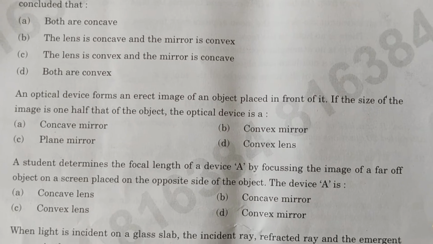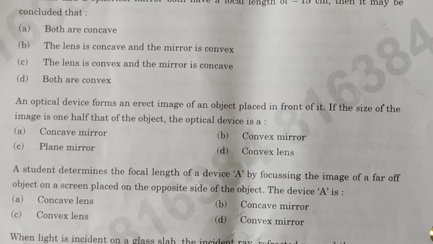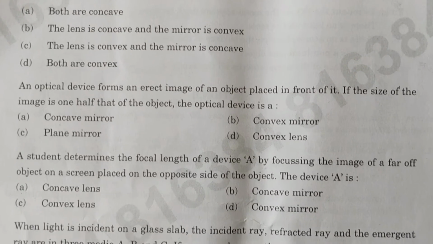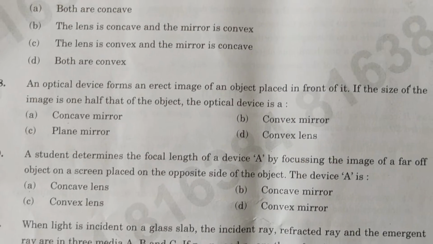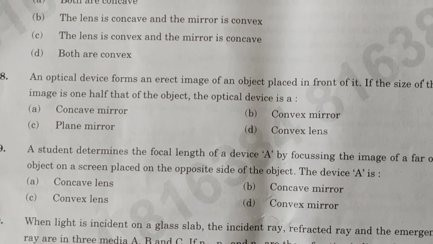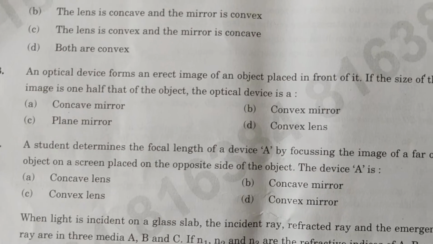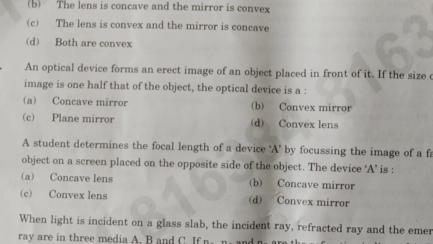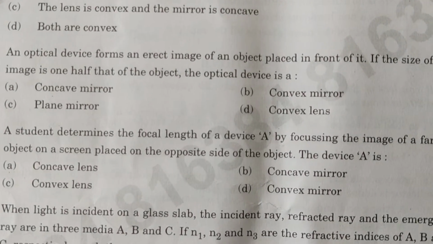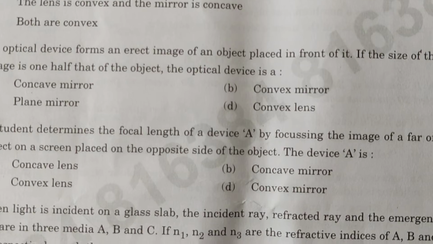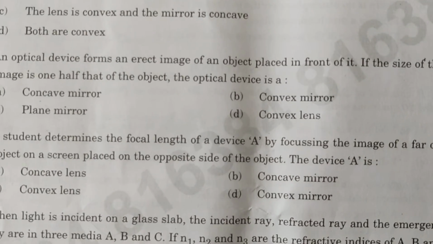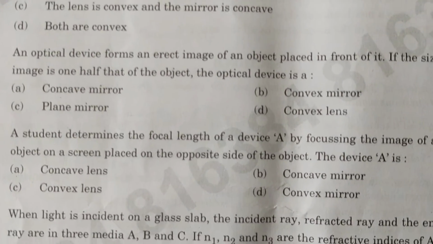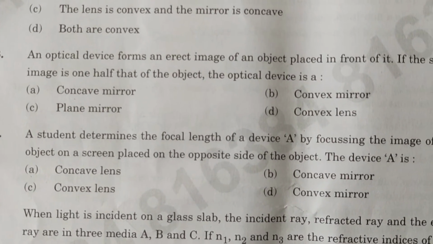Now, the next MCQ: a student determines the focal length of a device A by focusing the image of a far-off object on a screen placed on the opposite side of the object. The device A is concave lens, concave mirror, convex lens, convex mirror. Now, students, first of all, you know that concave lens and convex mirror always produce virtual and erect images. So, virtual erect images cannot be obtained on the screen. So, this method is not used to find the focal length of these devices.